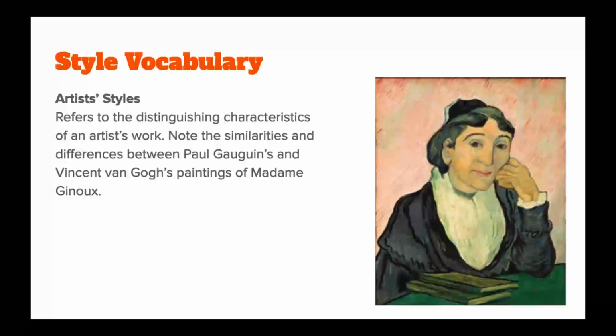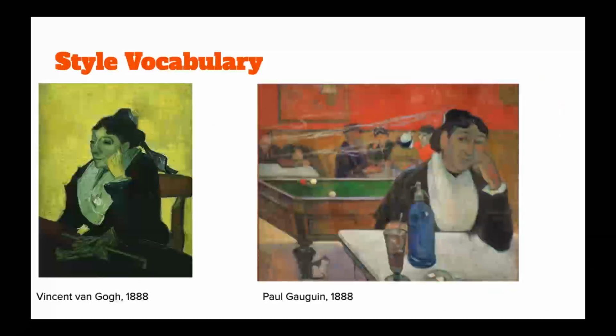And then we also have individual artistic style. This can refer to the distinguishing characteristics of an artist's work. Notice the similarities and differences between Paul Gauguin and Vincent van Gogh's paintings of Madame Junot. Van Gogh and Gauguin were buddies, and they rented a room at Madame Junot's hotel. These two artists are depicting the same woman. Van Gogh is on the left, Gauguin is on the right. And notice how, while the subject is the same, they've decided to do it a little bit differently.